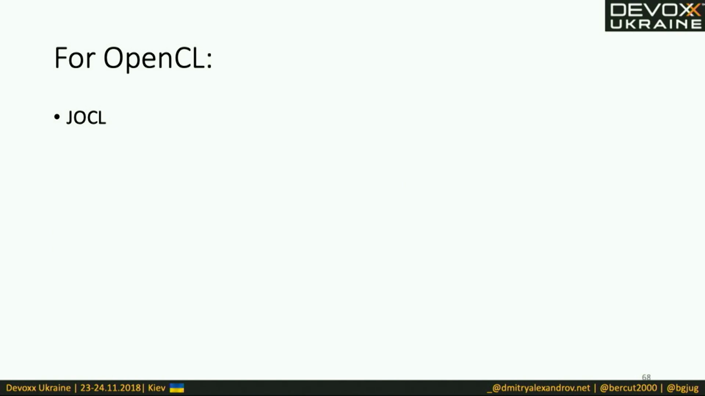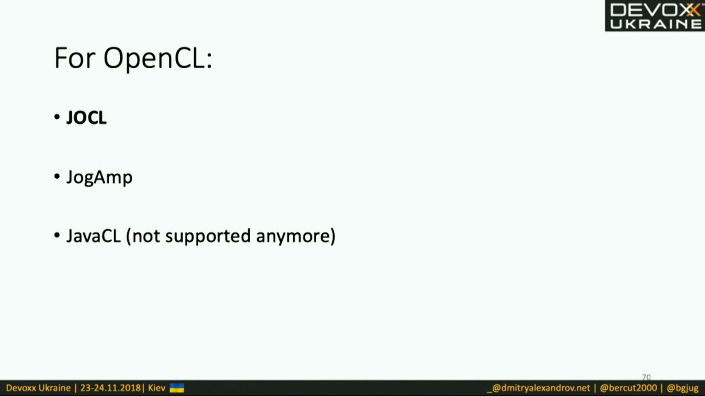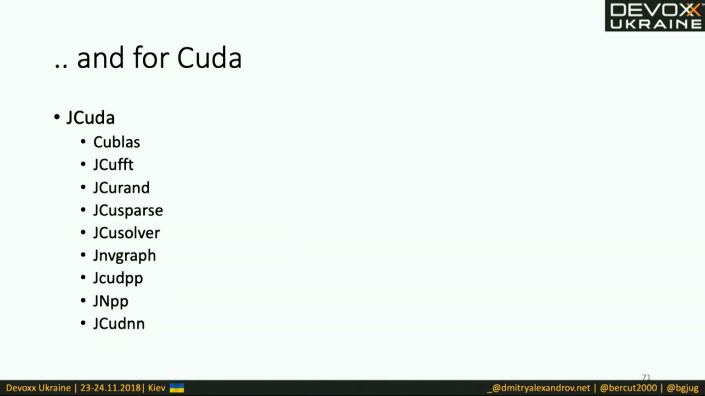Some guys took this approach and made the library called JOGL. Others said, okay, we will make JogAmp, which helps us get access to the OpenCL stuff. And some people say JavaCL, but unfortunately it's not supported anymore. But we have CUDA, which is another infrastructure.